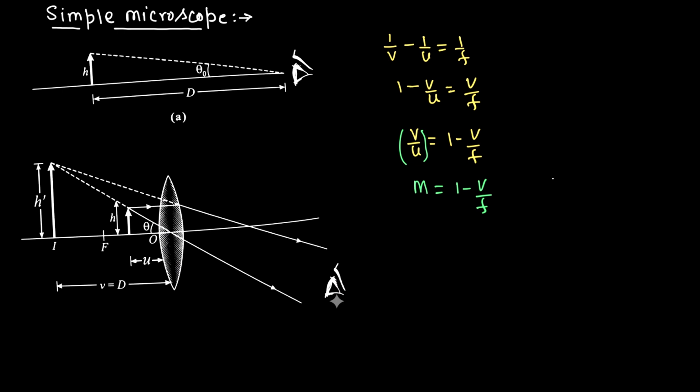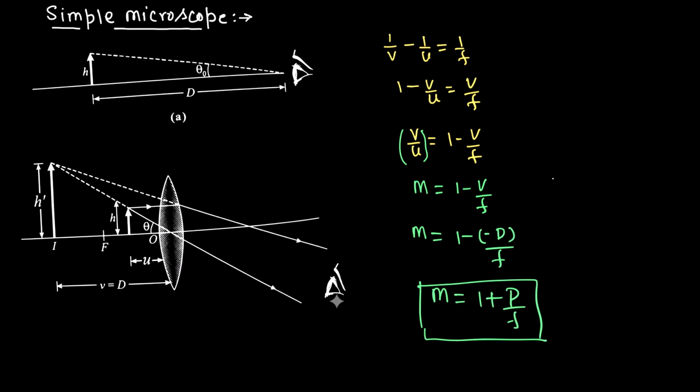And if the image is forming at 25 centimeters, this is the image. So in that case, what is v? V for this one is minus d. So the magnification we can write as m is equal to 1 minus d divided by f. It means magnification is equal to 1 plus d by f. So for a simple microscope, if the image is forming at a distance of 25 centimeters from the lens, we can say magnification is 1 plus d by f. More focal length, less magnification; less focal length, more magnification.